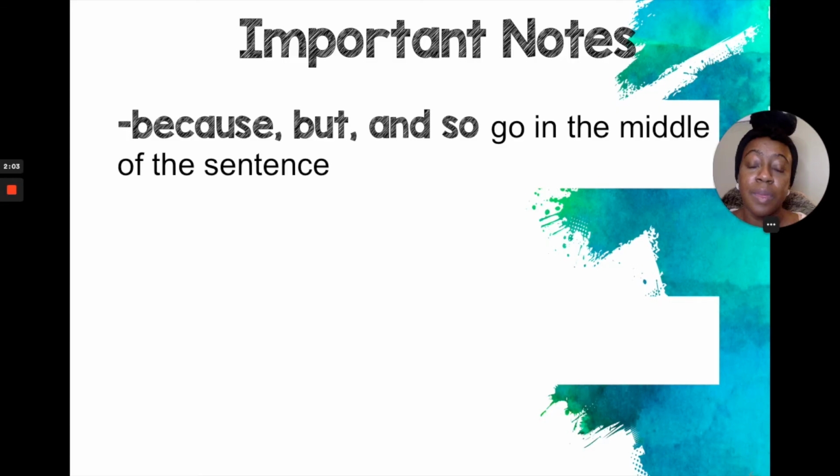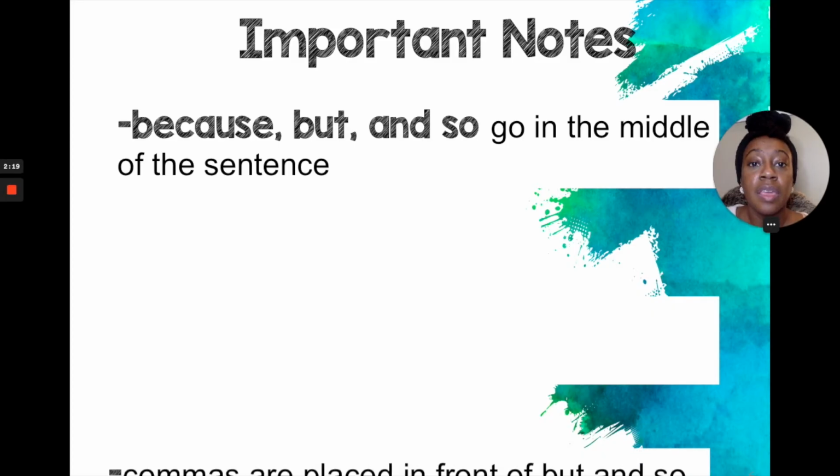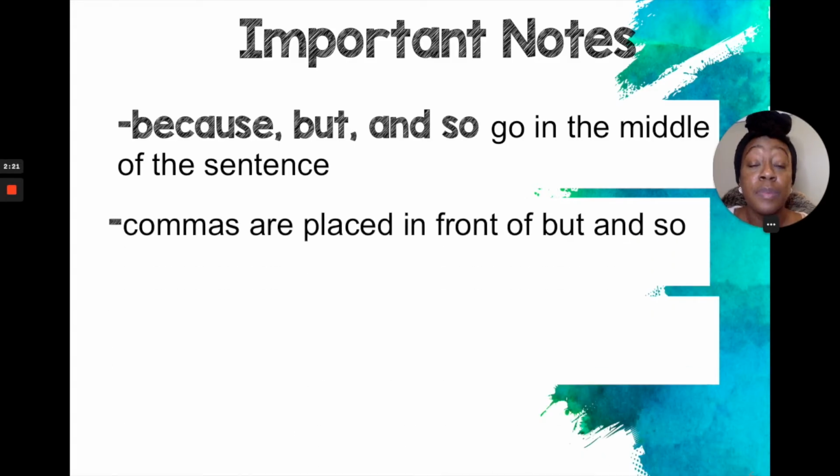Important things to remember: because, but, and so go in the middle of the sentence. So I know in the previous lessons that we worked with subordinating conjunctions, we put the subordinating conjunctions at the beginning of the sentence. Here, we put them in the middle. Commas are placed before but and so.